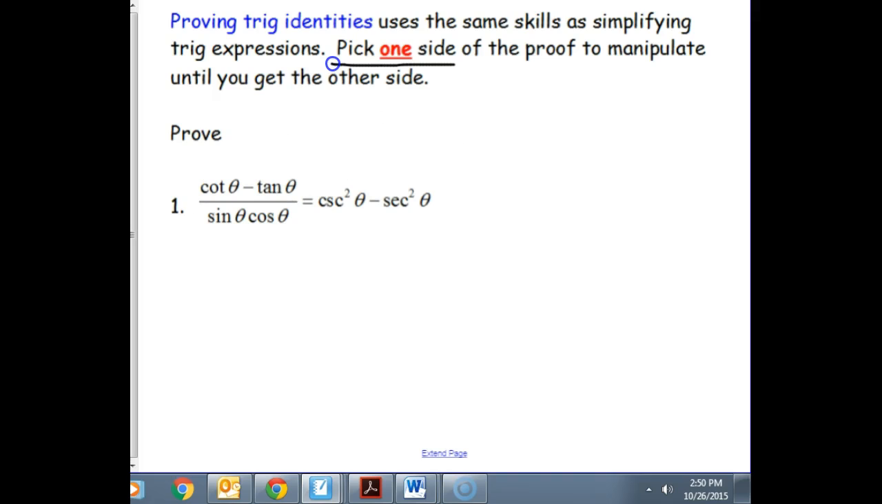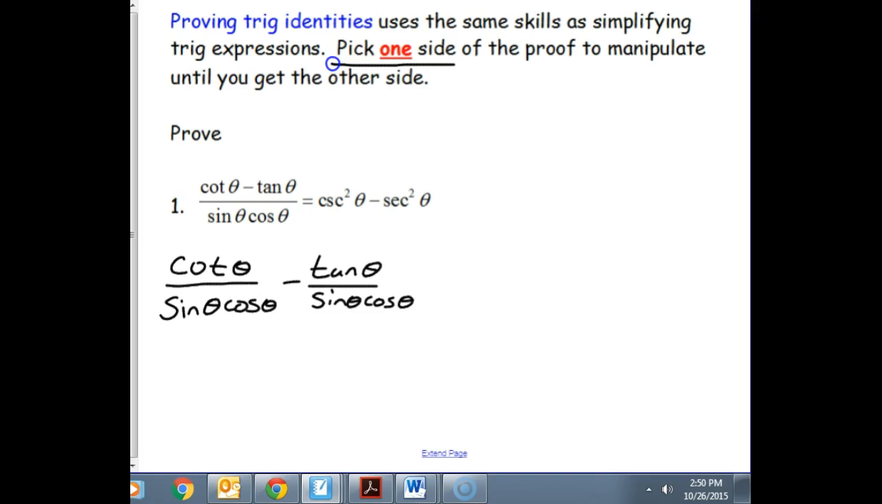Looking at the left side, I notice I have two things in the numerator and only one thing in the denominator because sine times cosine is technically one term. Remember, terms are separated by a plus and a minus sign. So I can technically split those two into two different fractions. I can say that this is the same thing as cotangent of theta over sine of theta cosine of theta minus tangent of theta over sine of theta cosine of theta.